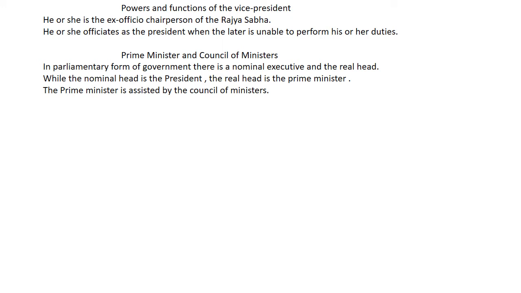The prime minister is assisted by the council of ministers. Remember, in the executive system of India, the prime minister is helped by the council of ministers, like your home minister, defense minister, agriculture minister, health minister, etc. All decisions are taken by the Prime Minister in consultation with the Council of Ministers. Suppose the Prime Minister needs to take a decision, for example, on the COVID-19 cases. He will discuss with the health minister. Then he will take a decision.